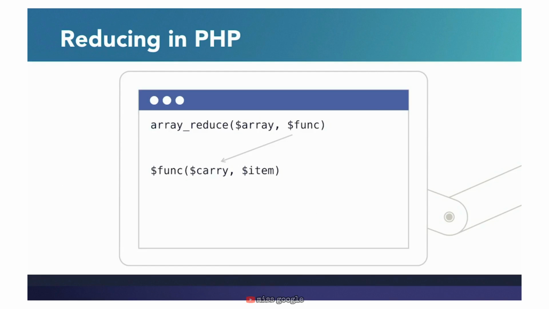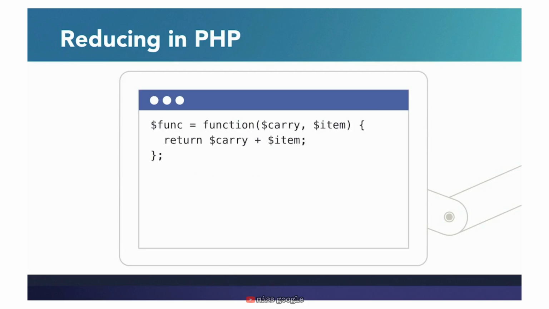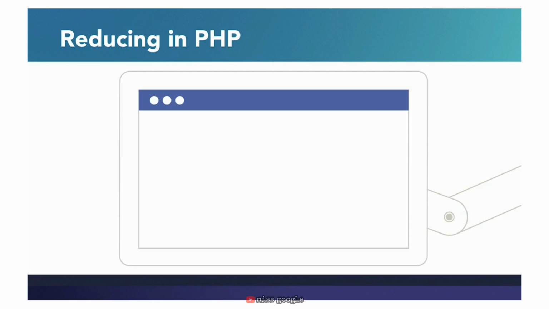The second argument represents the current element of the array that we're looking at, much like in the map or filter functions, and we usually call it item. So the purpose of this function we pass is to tell array reduce how to combine the current value of the carry argument with the current item that we're looking at. So when we want to calculate the sum of an array of numbers, for example, our function will simply return the carry argument plus item, our current array element.